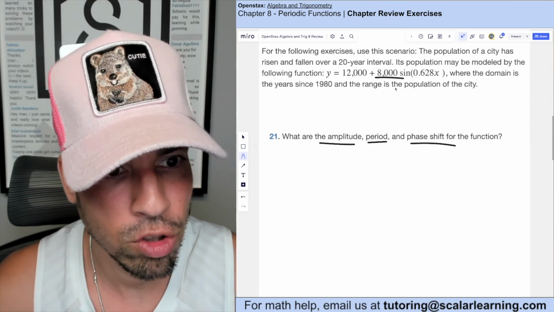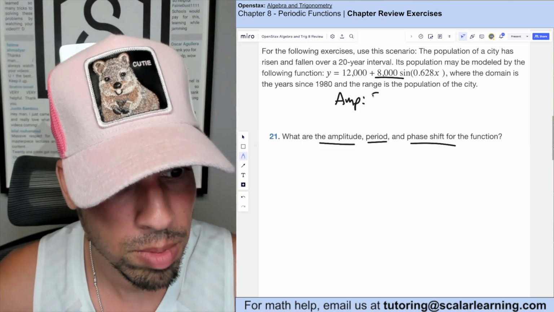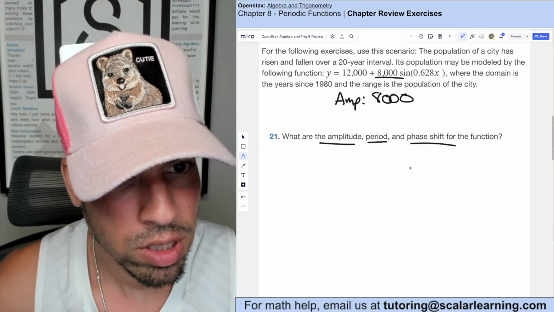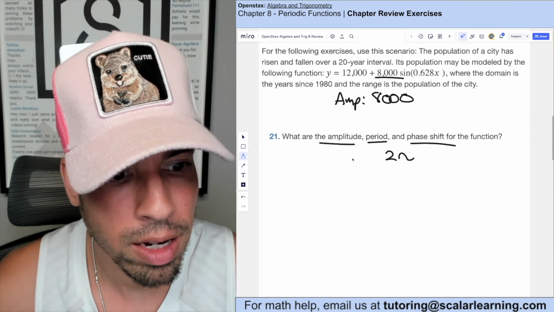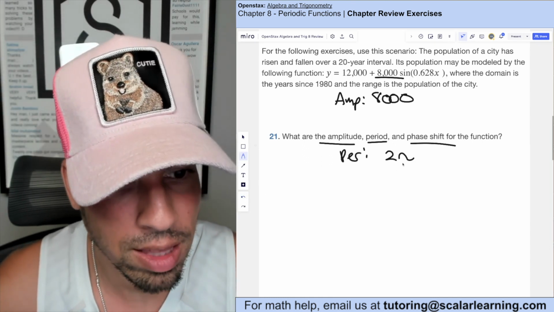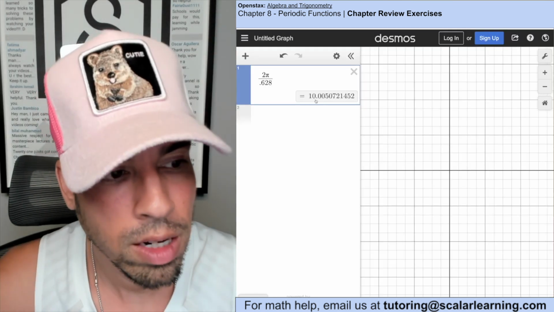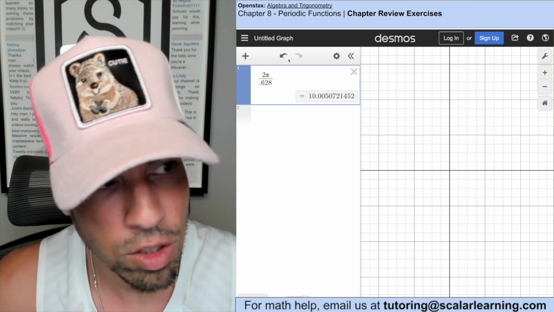So the amplitude is this constant in front of sine. So the amplitude is going to be 8,000. The period for sine is typically 2 pi, okay? But we've got a constant multiplying the x value. So we take that and we divide it by that constant of 0.628. And we do that in Desmos, we get approximately 10, so we'll say 10.